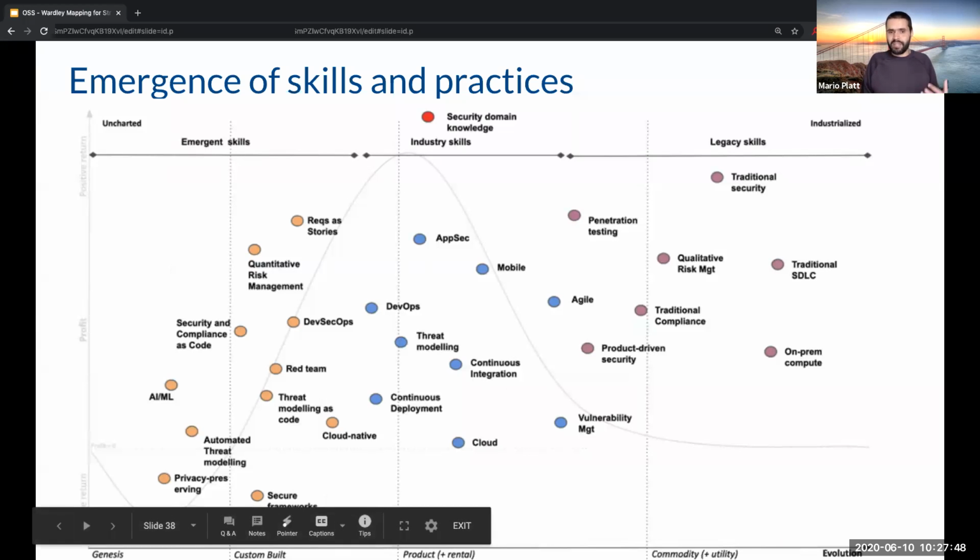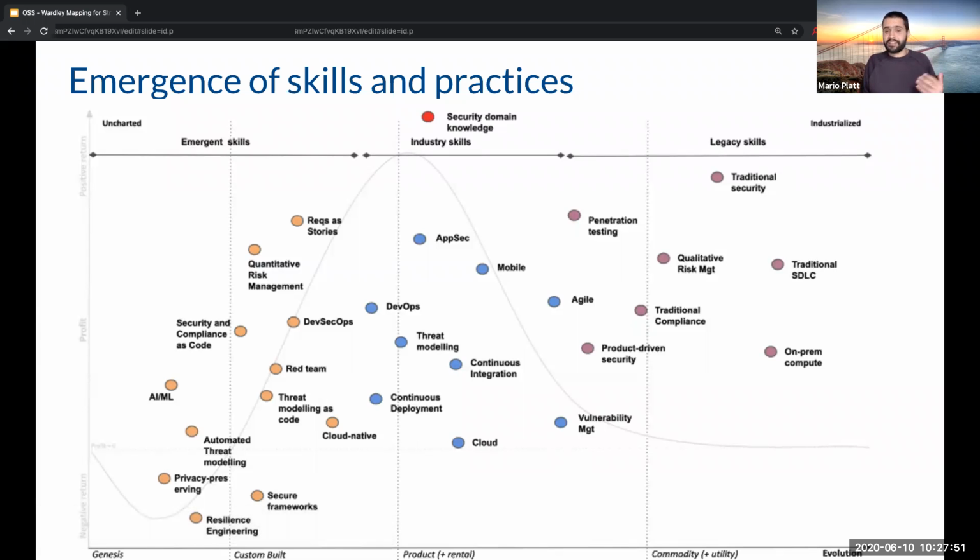So what the market is currently asking for, what I have in blue here, is still valuable, but it's becoming more and more commoditized: an understanding of AppSec, understanding of how to do continuous integration and continuous deployment, threat modeling, and a proper understanding of what cloud is, right? So not how to lift and shift on-prem systems to the cloud, but on actually making good use of cloud services.